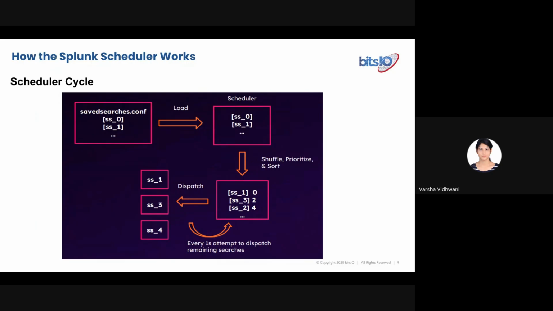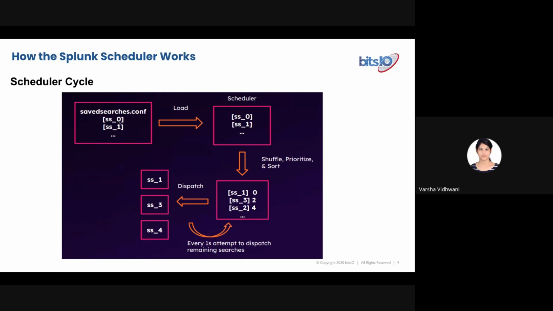First, it will load the full list of searches that are eligible to run at the moment. So in the savesearches.conf, we have the saved searches defined, which are enabled, and at what cron schedule they have to be run. Once it has loaded the list, it will randomize the order. What it will do is shuffle, prioritize, and sort. It does this random selection to make sure that searches are not unfairly prioritized just because they were defined earlier in the config file.